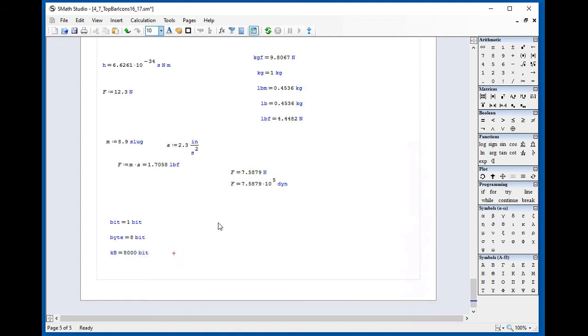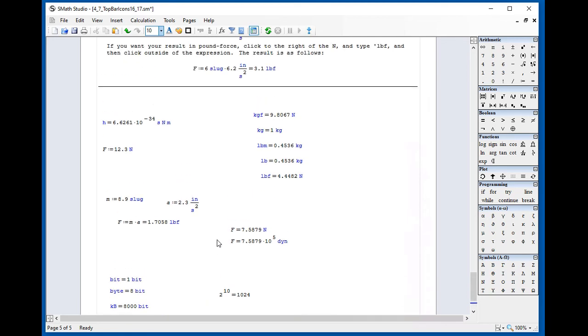But in reality, a kilobyte is not really 8,000 bits. It's actually 2 to the 10, 1024, which is close to 1,000, that's why they call it a kilobyte. In order to resolve the problem, in SMath Studio they use "KIB", and let's type here byte, and you get 1024 bytes. So just be careful with that information.